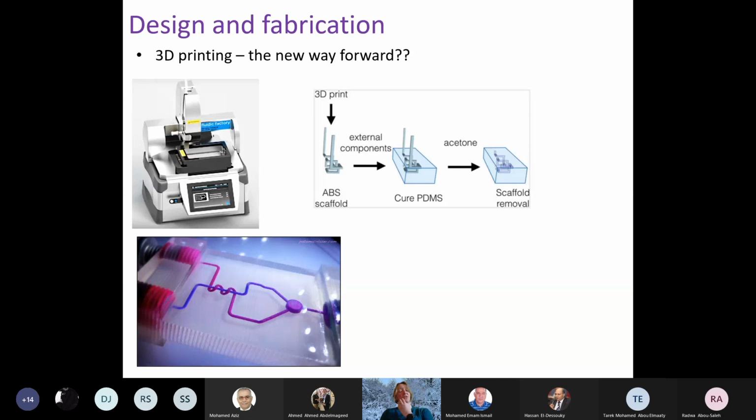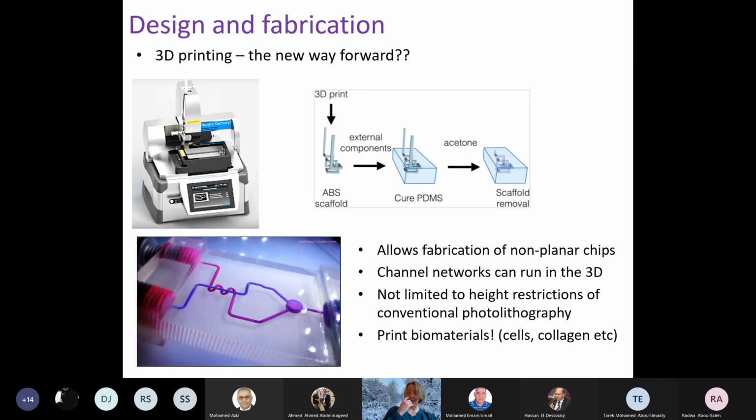We're also moving into 3D printing microfluidic devices, which is new, but very exciting because most microfluidic devices are planar. They're just on a 2D system. But if we can 3D print microfluidic devices, then we can have channels in the Z direction as well as the XY direction. This is very new, but I think it's going to revolutionize the way we make these devices. And also the idea that you can print biomaterials, so be able to print microfluidic devices that contain cells and biomaterials such as collagen and fibronectin and things like that.